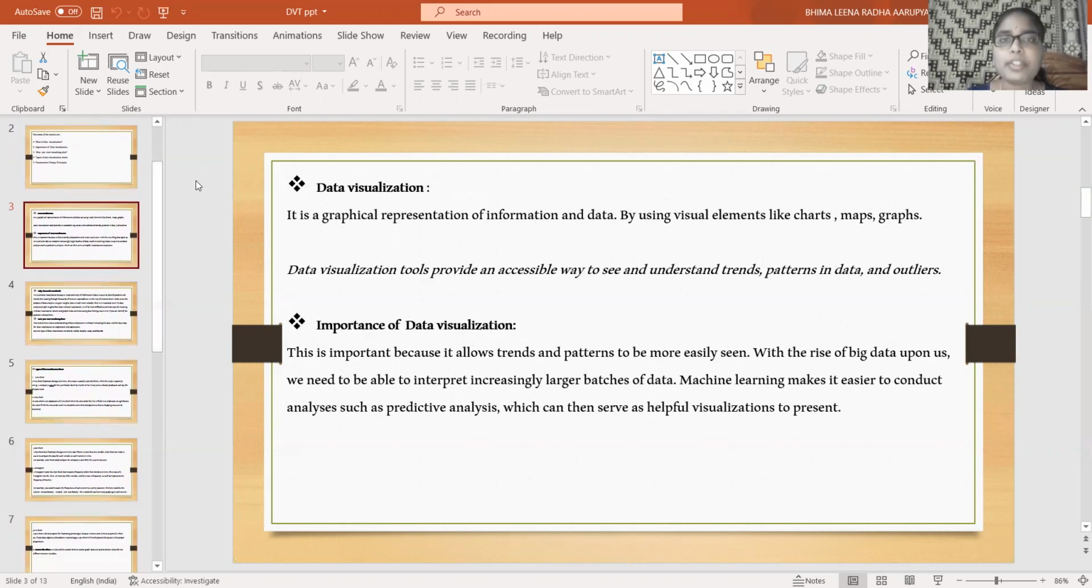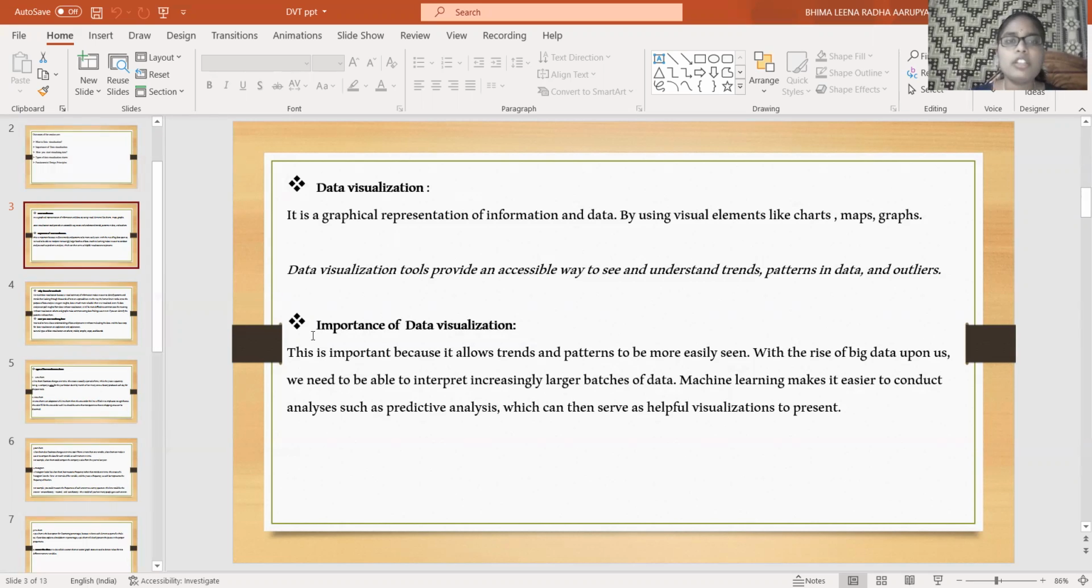The first one is what is meant by data visualization. It is a graphical representation of information and data. It is nothing but a graphical representation of data and information by using visual elements like bar graphs, charts, maps, graphs, etc. Data visualization tools provide an accessible way to see and understand trends, patterns in data and outliers. The tools of data visualization help to provide an easy way to understand patterns in data and outliers.